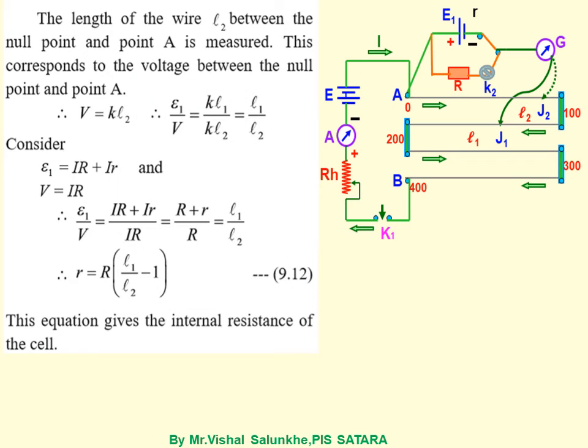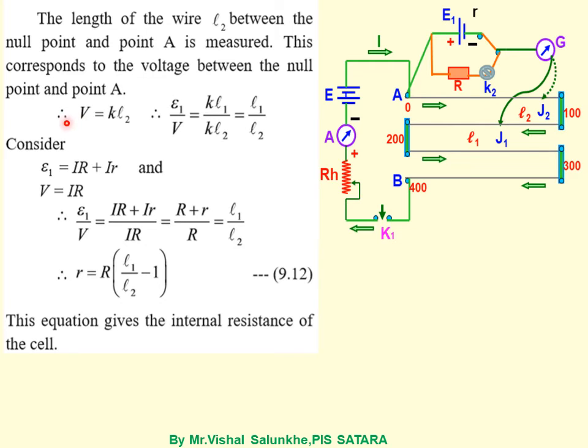Now this is the figure. Now the length of the wire L2 between the null point and point A is measured. Again, as I said in the previous slide, we introduced the resistance box and closed K2. So again we have to slide jockey J2 over the manganin wire, and we will get the L2 point. The distance between J2 and A is nothing but L2 in this case. So we will get L2, that is the balancing length.